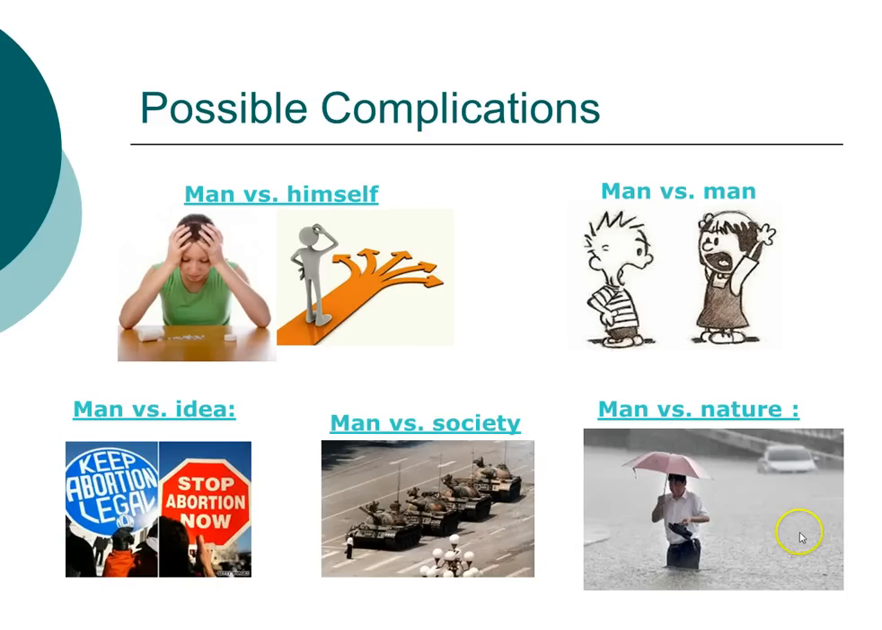And last but not least, man versus nature. This could be anything from a character being attacked by a dog to being caught in a flood, as this individual is here. So remember, there are lots of different ways that complications can arise.